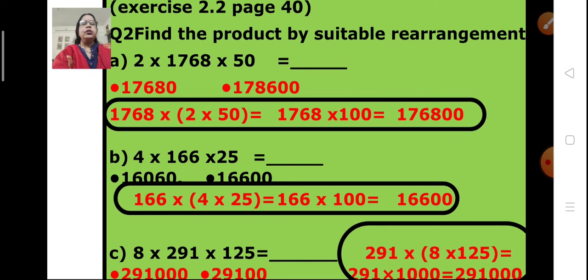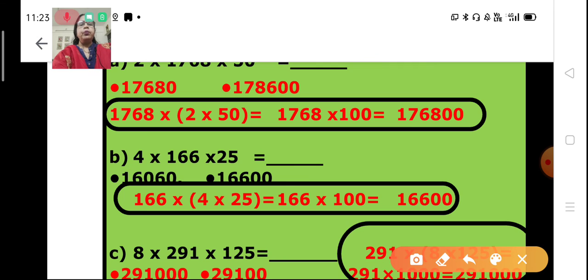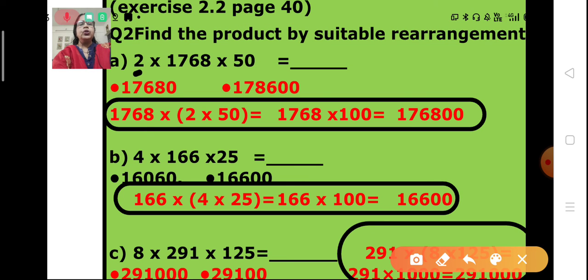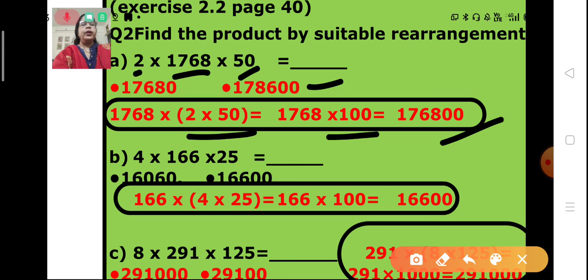Now the next question, question 2, also from exercise 2.2. Find the product by suitable rearrangement. The same method applies here also. We rearrange the numbers so that we can get the answer quickly and easily. Here we can see that 50 and 2 can be brought together. First they can be multiplied so that we get 100, and when we multiply the other number by 100 we can easily get the answer, that is 1,78,600. So this is the way we group together and get the answer quickly.